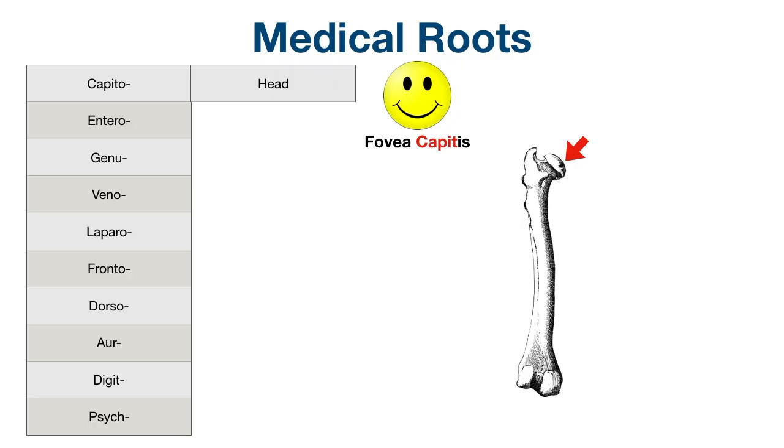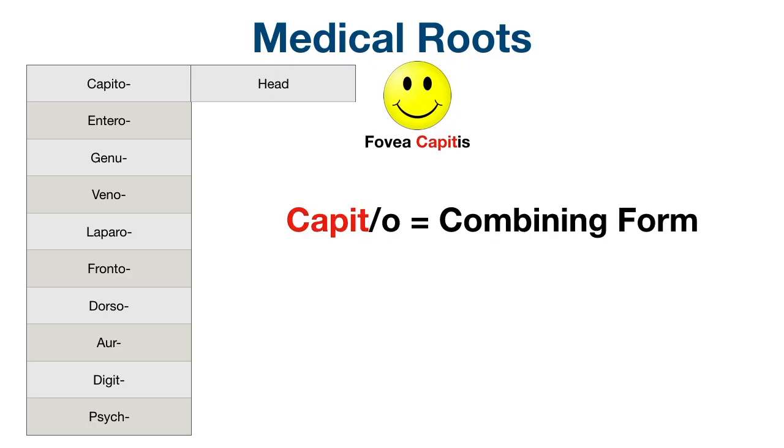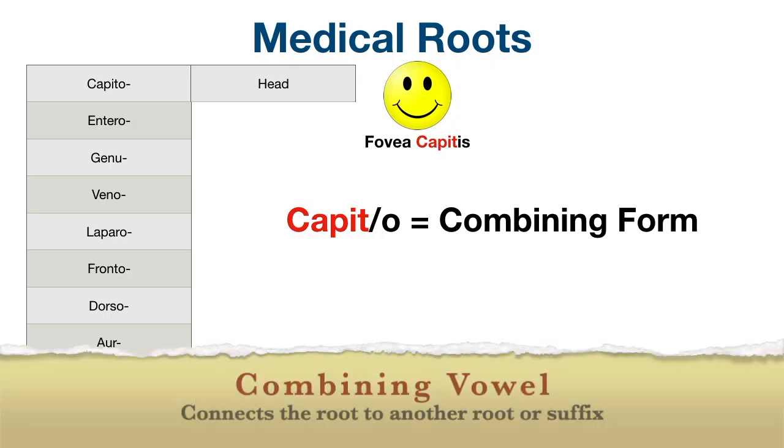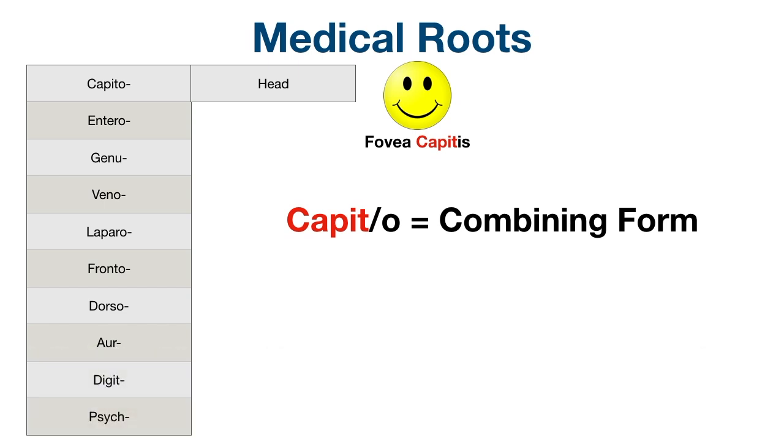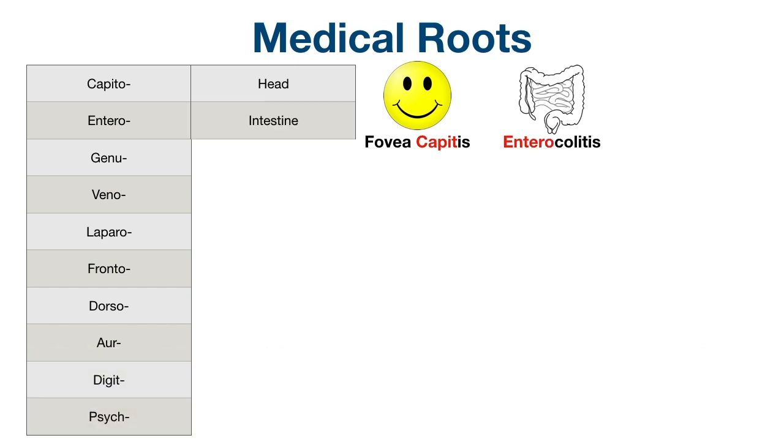Just a quick reminder that you're going to see that most of the roots in this video are shown as ending in the letter O. This is the combining form of the root. Just be aware that there could be a different vowel other than O that follows the root word. The vowel that follows the root word is known as the combining vowel, and it connects the root to another root or a suffix.